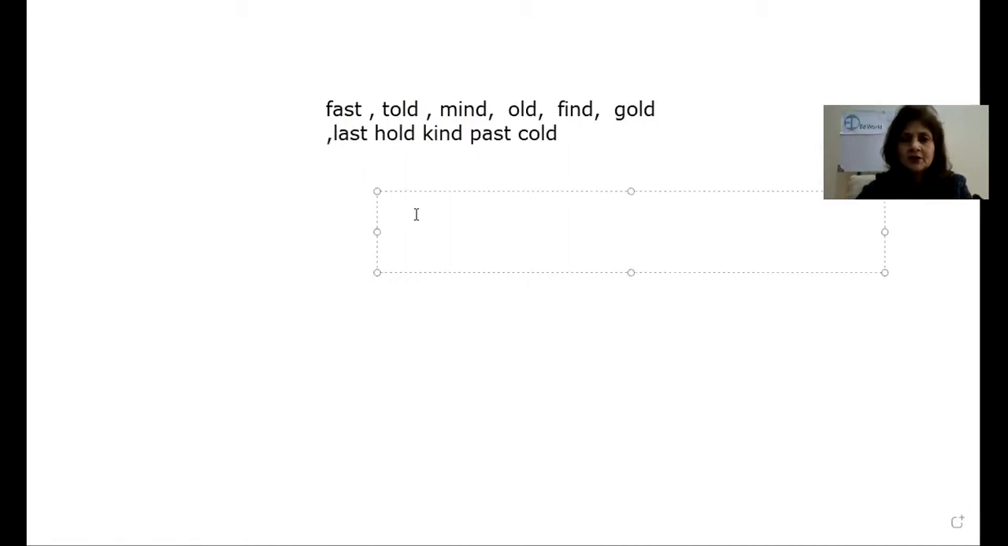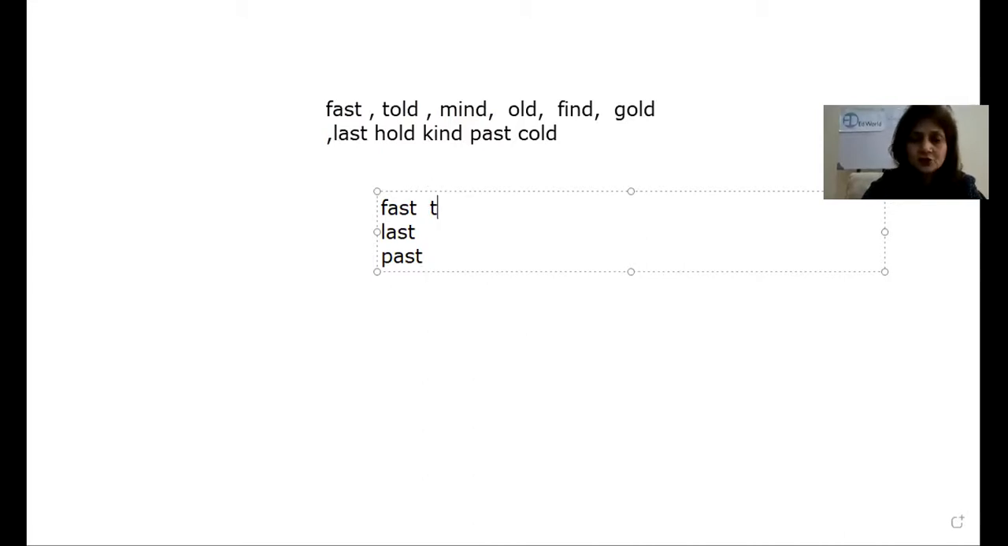Okay. Now first is fast, right? Which word rhymes with fast here? Fast rhymes with last. Correct, very good. And is there any word that rhymes with these two, fast and last? Yes, past. See, these three words, fast, last, and past, have the same pattern and same sound, right? Okay, now let's move on.